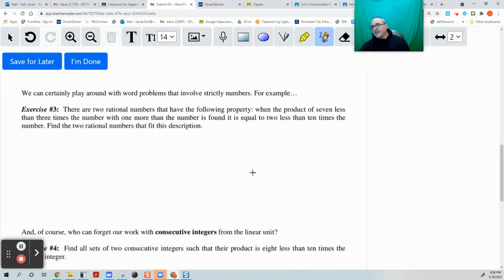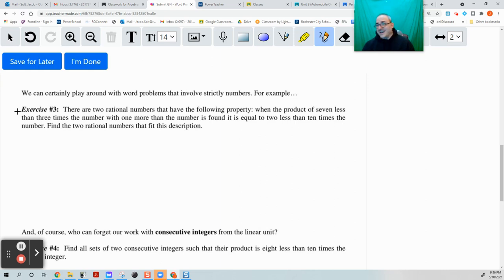Great. Let's see. Word problems and strictly numbers. Example, Exercise 3. Two rational numbers have the following property. When the product of 7 less than 3 times the number with 1 more than the number is found, it is equal to 2 less than 10 times the number. Whew. Find the 2 rational numbers that fit this description.